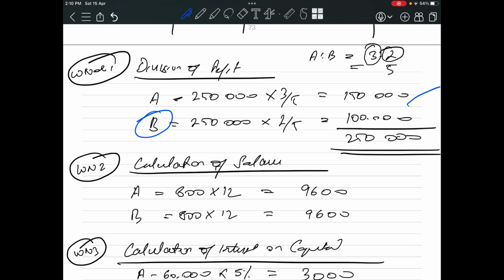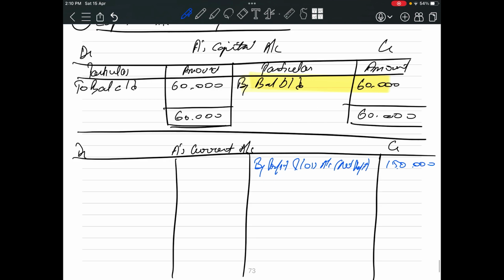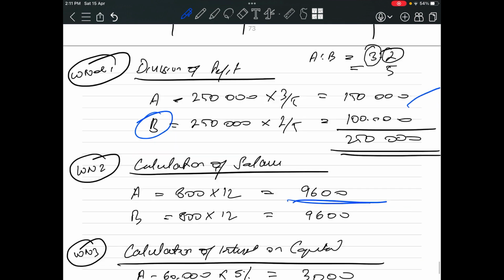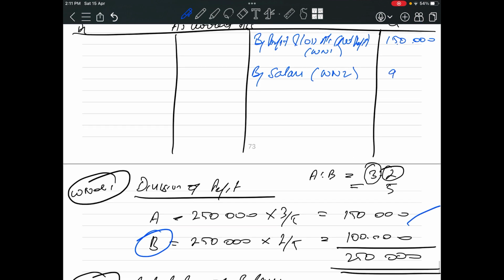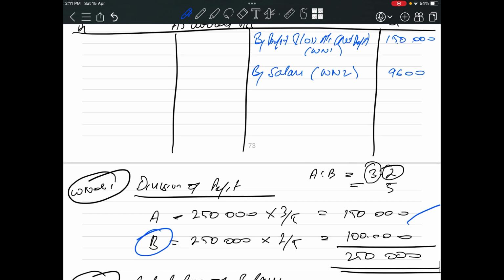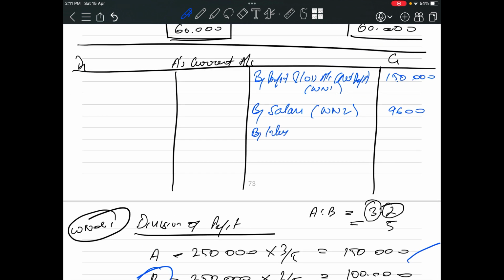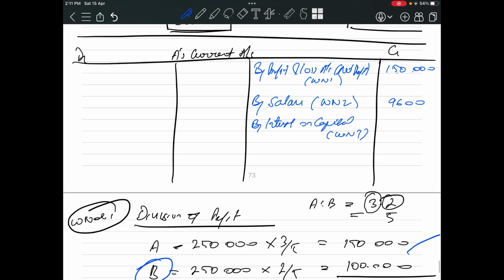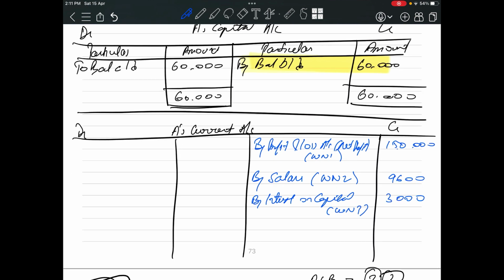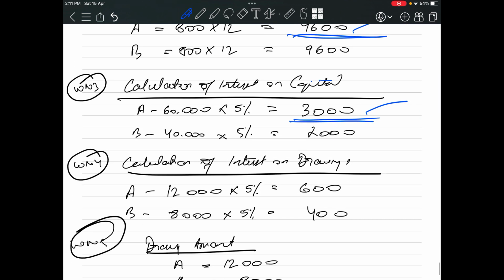Now calculation of salaries. A is getting a salary of 9,600, which is working note number 1. Salary is also a gain for the partner, so by salaries account, working note number 2, the amount is 9,600. Next is interest on capital. It is a gain for the partner, so we write it on the credit side, by interest on capital, working note number 3. The interest amount is 3,000 rupees.